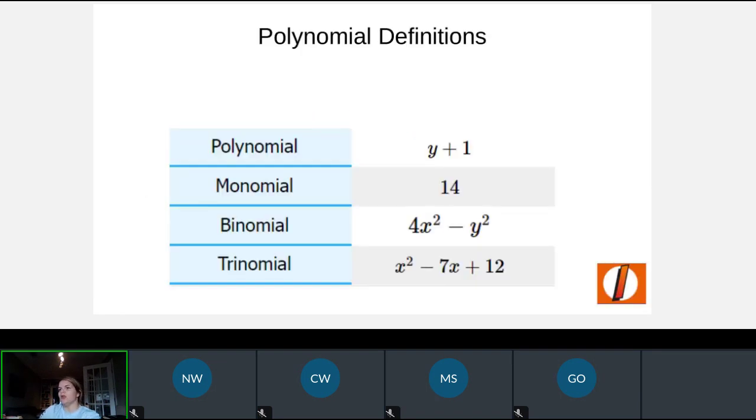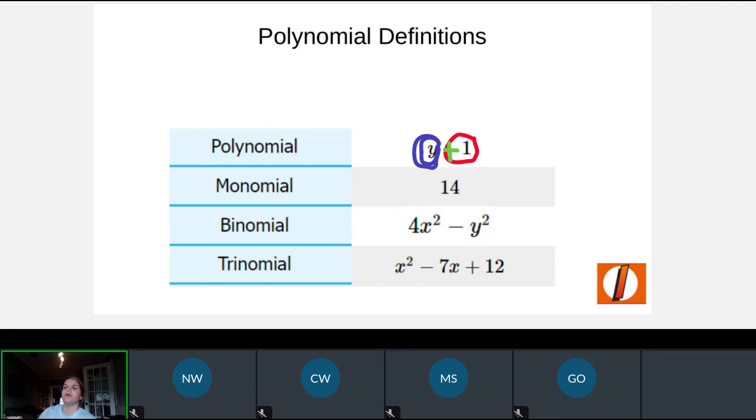Now, let's talk about polynomial definitions. A polynomial is when you have 2 or more different terms being added or subtracted together. As you can see, we have a term with a y, that's our variable, and we have a constant, 2 terms or more, and they are being added together. So that's a polynomial. Polynomial is kind of a very generic term. Most things are polynomials.